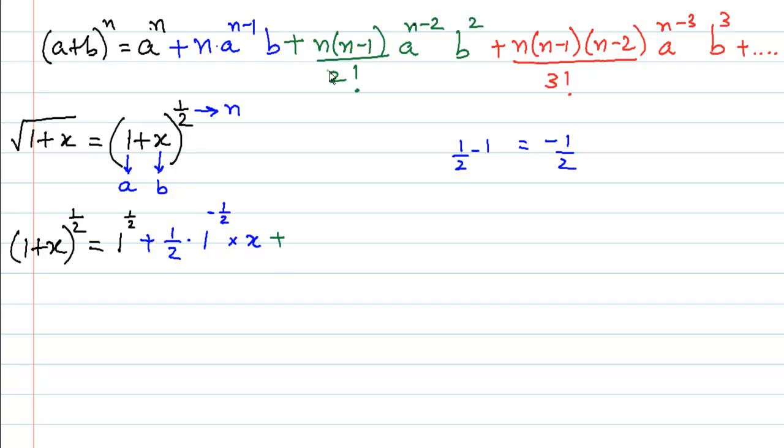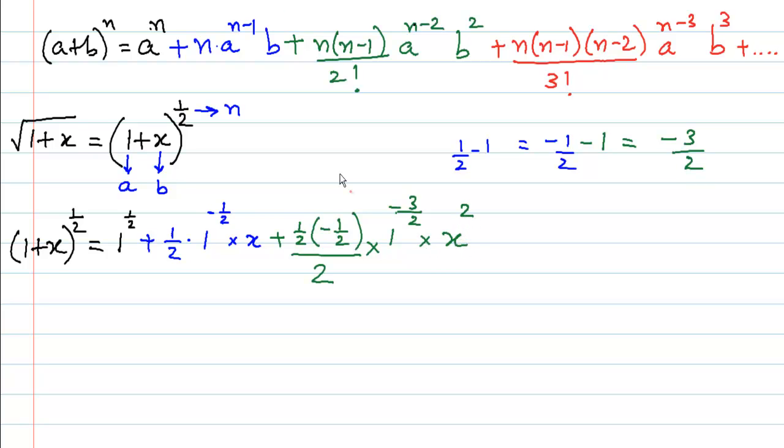Plus n into n minus 1. n is half, into n minus 1, which we've just seen is half minus 1, which is minus 1 upon 2. So minus 1 upon 2, the whole upon 2 factorial. 2 factorial is 2, into a raised to n minus 2. So we'll subtract this further and we'll get minus 3 upon 2. So 1 raised to minus 3 upon 2, b squared. b is x, so x squared.